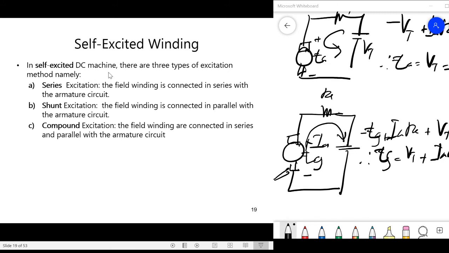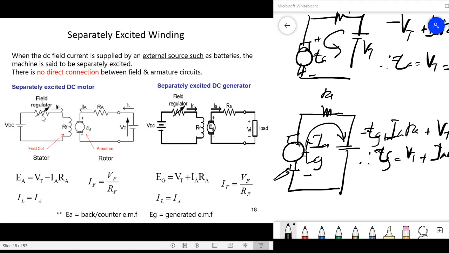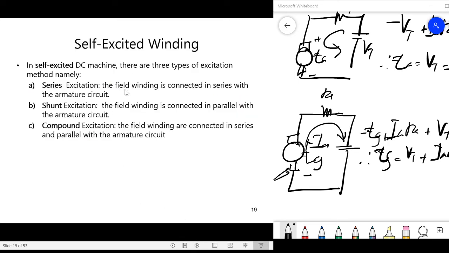So next. In self-excited DC machine, there are 3 types of excitation. Tadi kita cerita tentang separately excited. Kalau self-excited, kita ada 3: series, shunt dan juga compound. Series, the field winding is connected in series with armature. Kalau you tengok separately excited, armature dan field circuit ada supply yang berbeza. Tapi kalau untuk self-excited, armature and field dalam supply yang sama. Is connected in series. Kalau shunt, parallel. Kalau compound, dia adalah combinations of series and shunt.